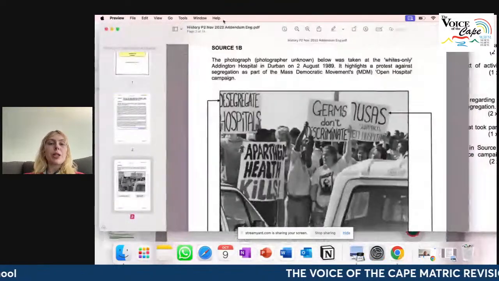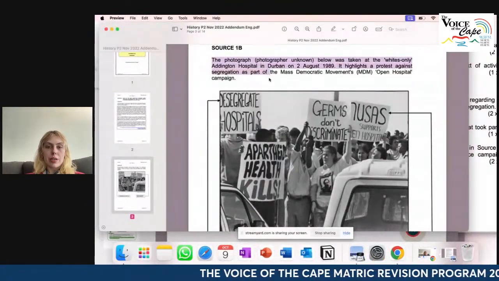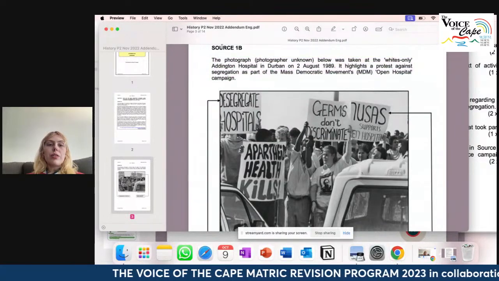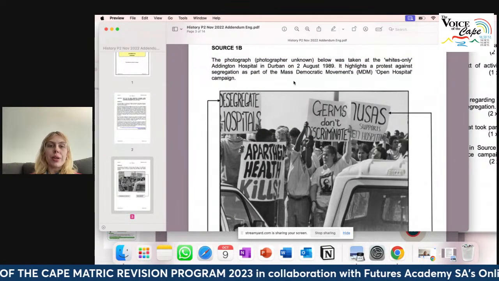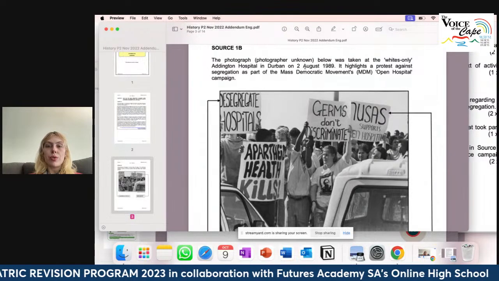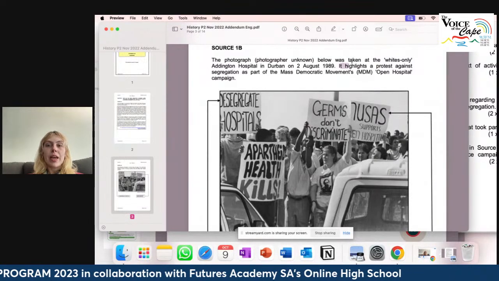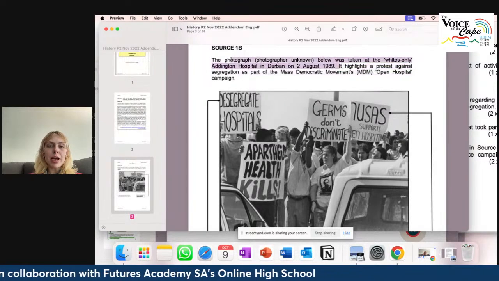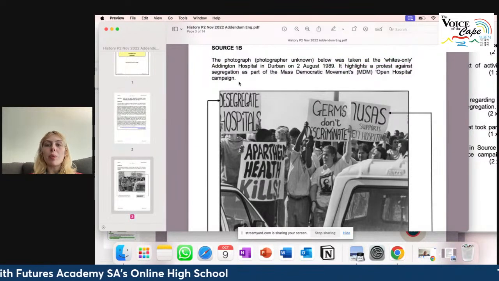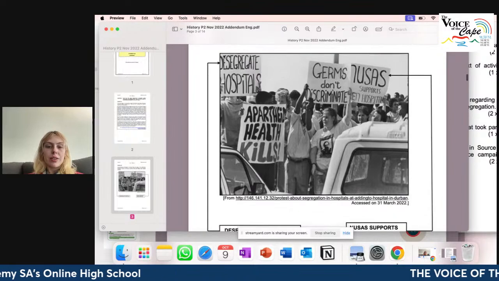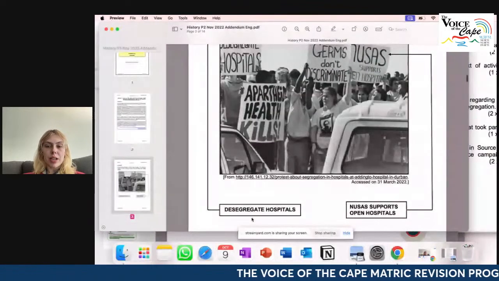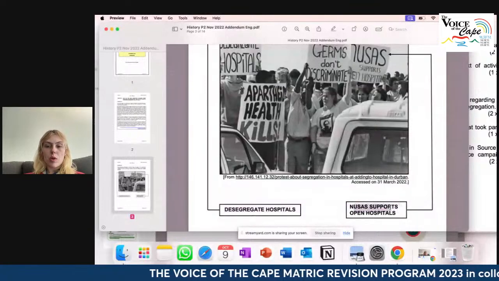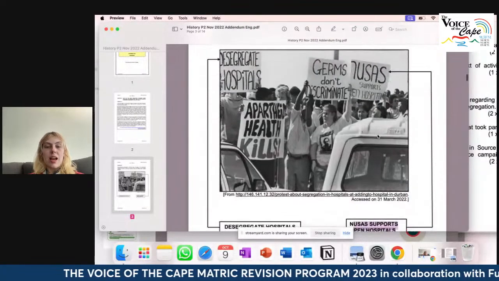Okay, so especially with a visual source, this context here is quite important. This photograph, photographer unknown, was taken at the whites only Addington Hospital in Durban on 2 August 1989. It highlights a protest against segregation as part of the MDM's Open Hospital campaign. Okay, so people are holding banners. It says desegregate hospitals. NUSAS supports open hospitals.